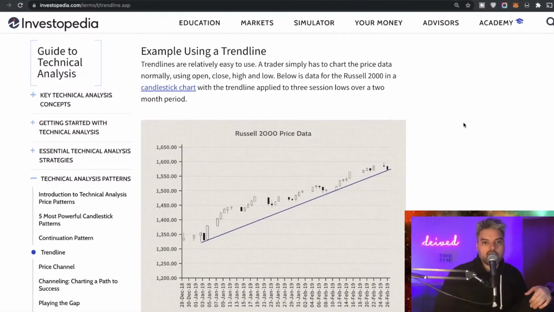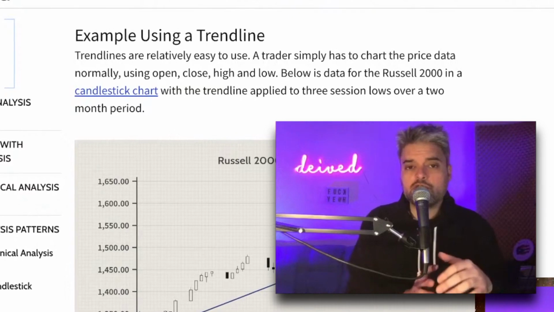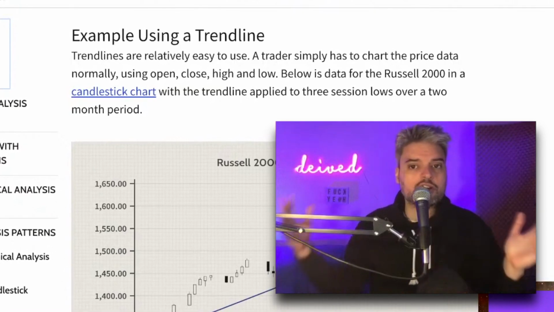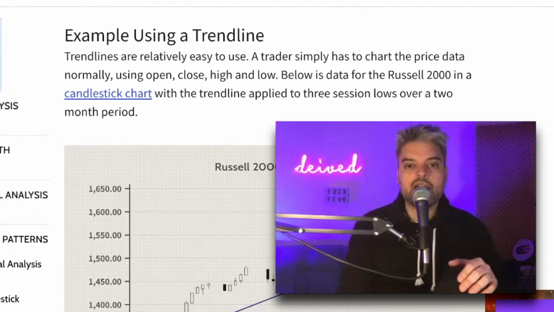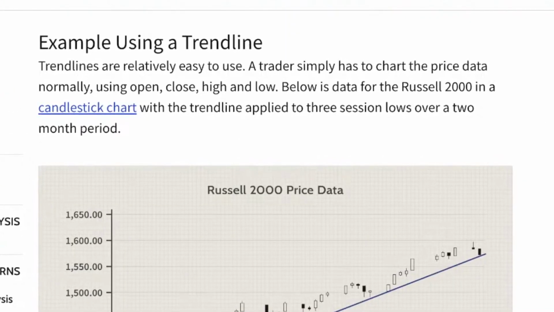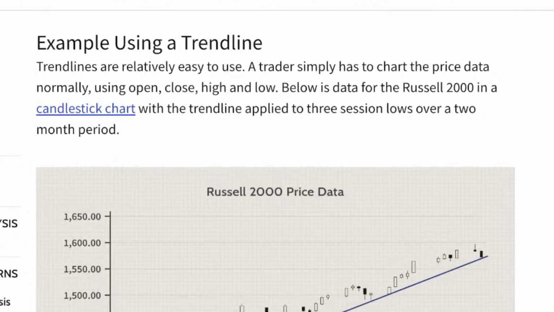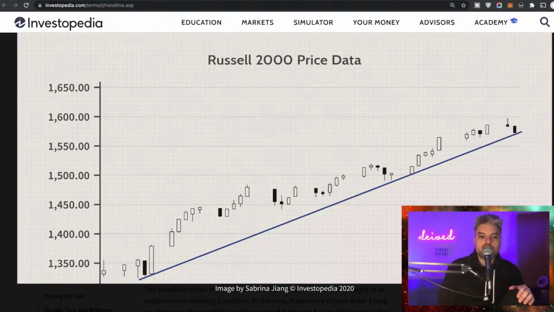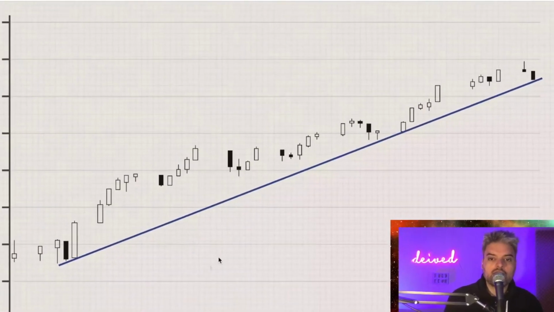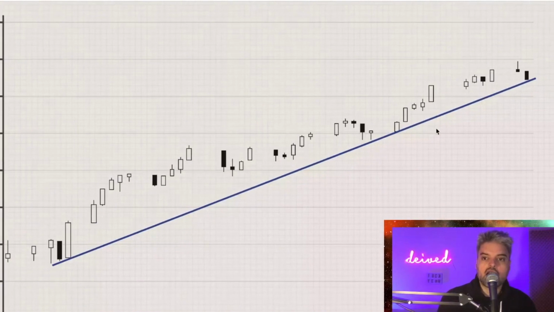Example using a trend line. Trend lines are relatively easy to use. A trader simply has to chart the price data normally using open, close, high, and low. Below is data for the Russell 2000 in a candlestick chart with a trend line applied to the 3 session lows over a 2-month period. You can see that the trend line has been drawn from every time it creates a higher low.